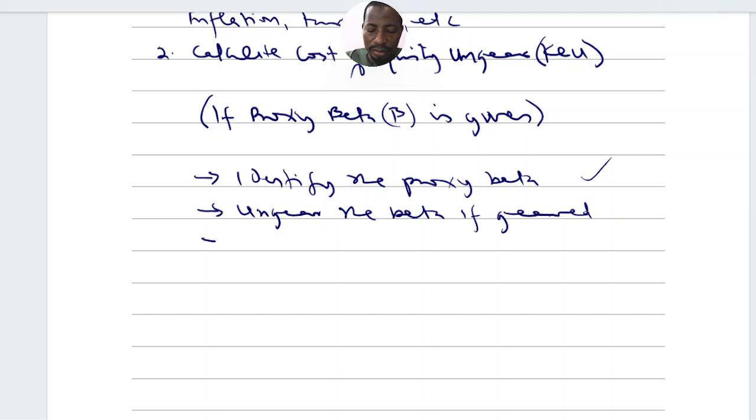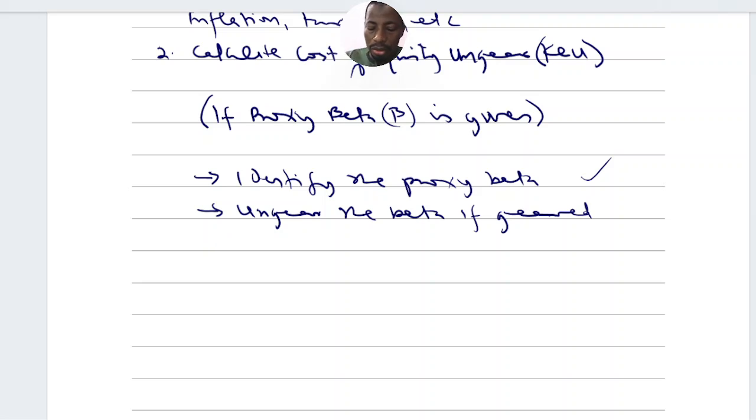Step 3 says we should calculate cost of equity ungeared, which represents CAPM. Okay, CAPM is the cost of equity ungeared. So you already know the formula for calculating to ungear. However, let me assume that you don't know the formula for to ungear. So let me just give it to you before you move to step 3.